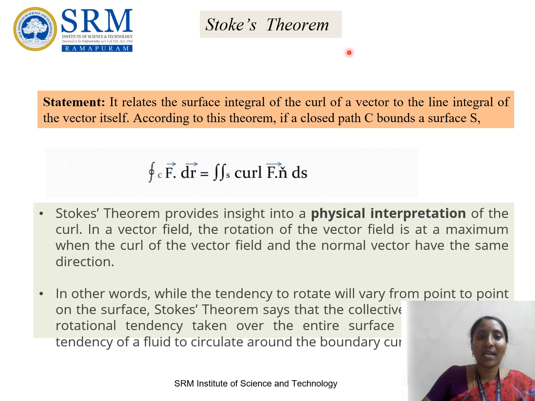Next one is Stokes theorem. Stokes theorem relates a vector field along a closed curve to its behavior on the surface bounded by that curve. The statement is that the circulation of the vector field around the curve is equal to the flux of the curl of the vector field through the surface. That is the statement. This theorem, which we generally call Stokes theorem, is a powerful tool in analyzing the behavior of vector fields in three-dimensional space.